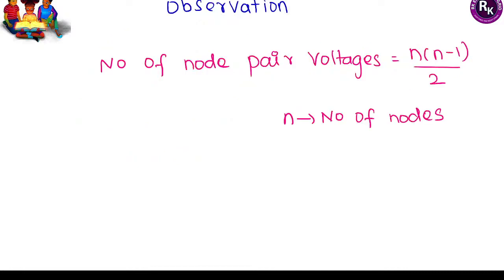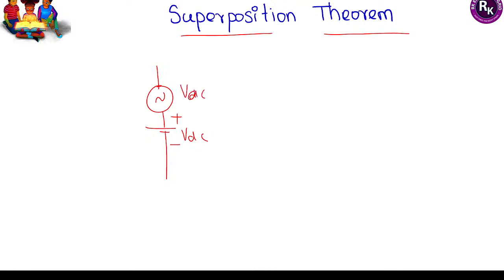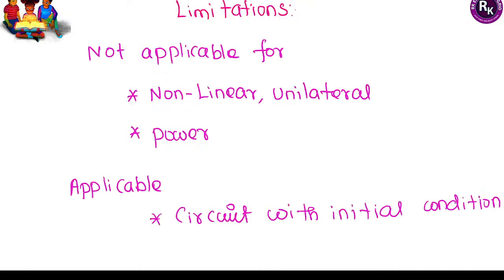You all know this. Now in nodal circuits, if somebody asks how you identify the number of node pair voltages, this is the formula, where n indicates the number of nodes. Similarly, the superposition theorem you can apply when we have more than one source with different frequency. Suppose one DC supply and one AC supply are given. In that case the circuit has more than one source, two different sources, and we can apply the superposition theorem. I hope you all know the procedure for this.